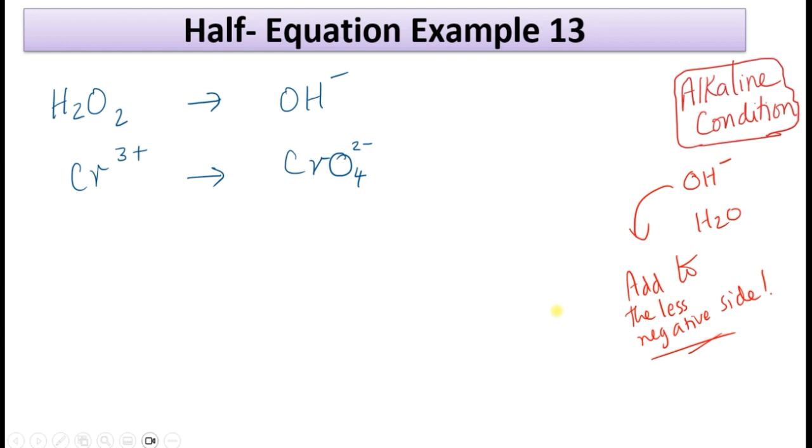Which means you need to decrease the charge by adding OH minus to the less negative side to make the charges equal on both sides. Okay, you'll only do this by practicing. When you practice more and more, you'll actually get better with this, where to add the OH minus ions. There is another method for doing this. We'll go through that later on.